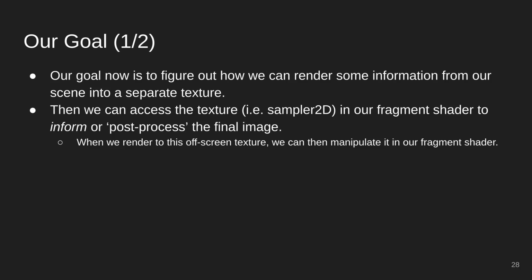Then you can access the texture and do all kinds of cool post-processing things if you want to create your own velocity maps, a motion blur effect, a grayscale image or something like that. You can play around with that, okay? Because once you have that data, it's a texture, and then you can manipulate it in your fragment shader.